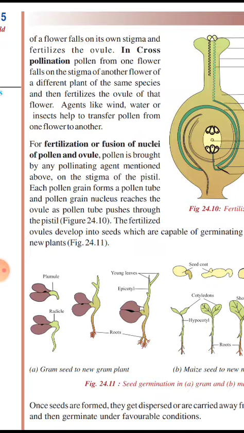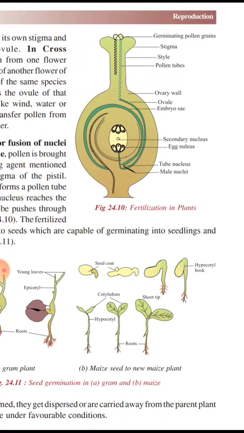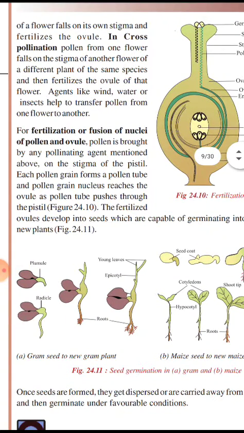For this process, agents like wind, water or insects help to transfer pollen from one flower to another. Here you can see this process called fertilization in plants. This is the diagram representation.